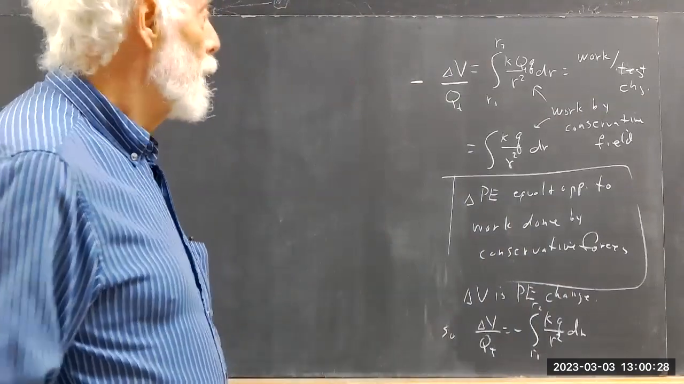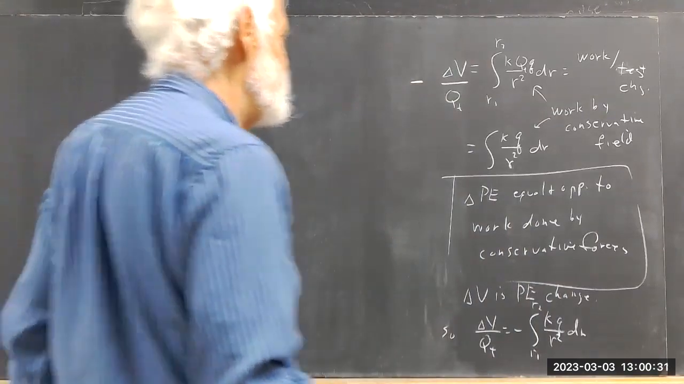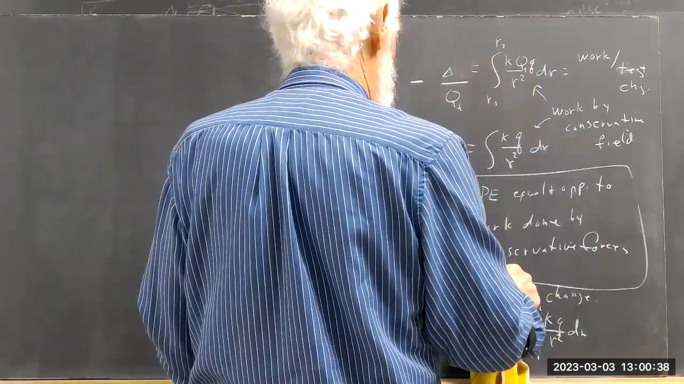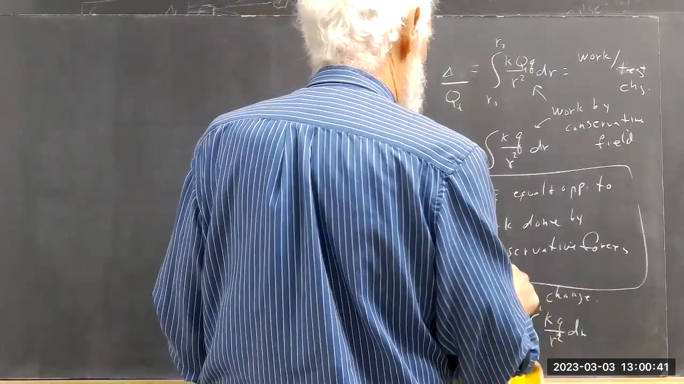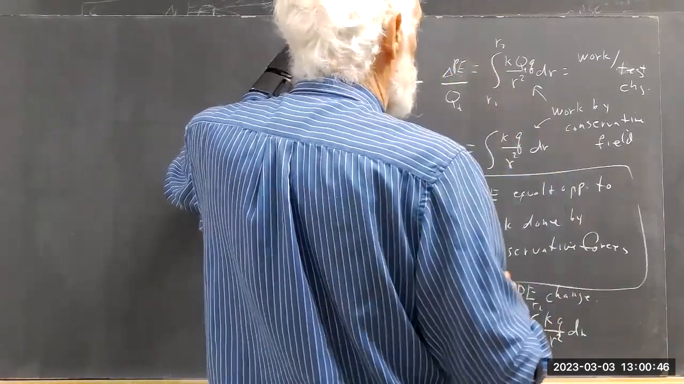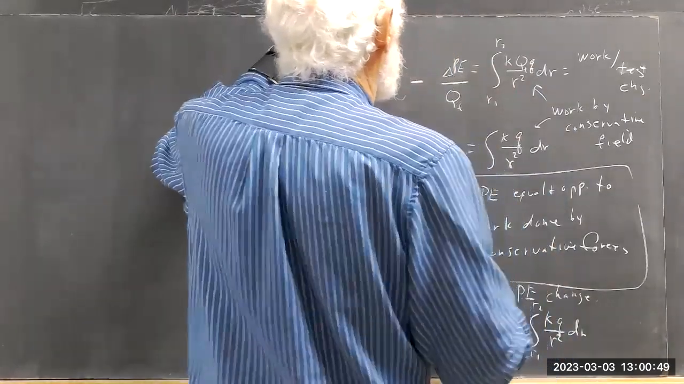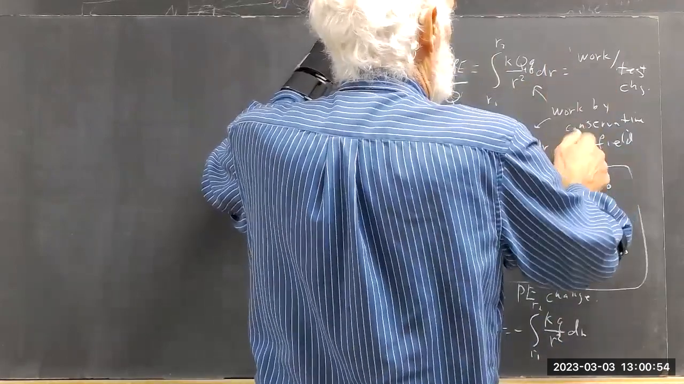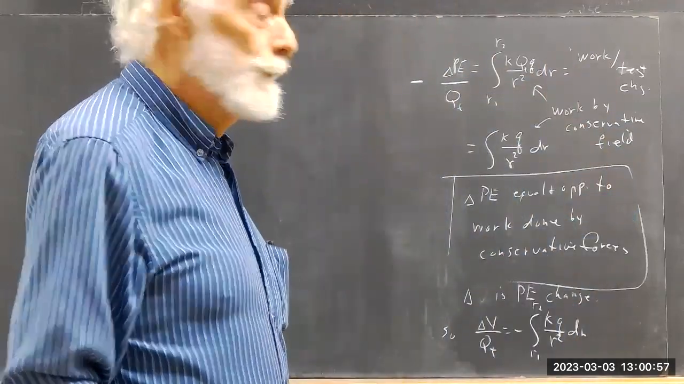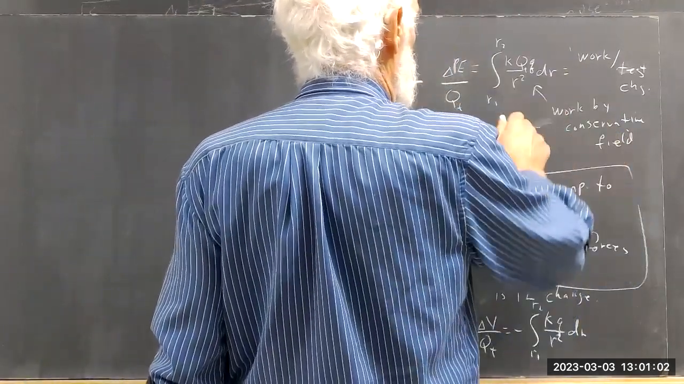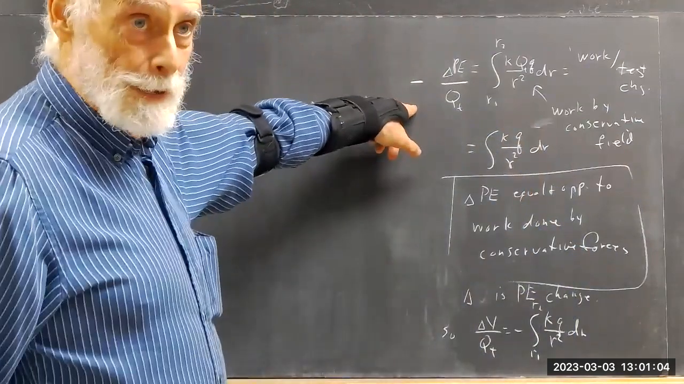I'm still writing stupid stuff down quickly. This is changing potential energy per unit charge. This is work per unit charge. This is a work by a conservative field. This is work per unit of charge. And the main thing is that minus sign.